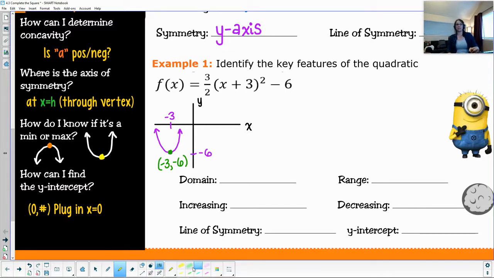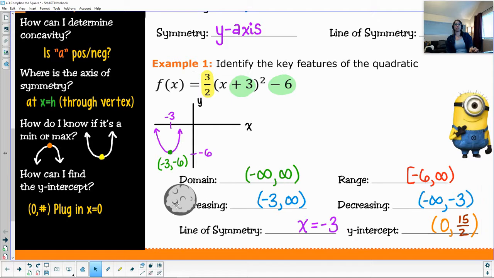Hopefully this one went a little smoother because we've seen this before. Well, the graph went left 3 and down 6. So that's where I can see my nice little vertex. I can see 3 halves, so it's definitely going to stretch, but it's not flipped at all, which is really, really nice. I'm going to go ahead and reveal all of these answers so that you can check your work.